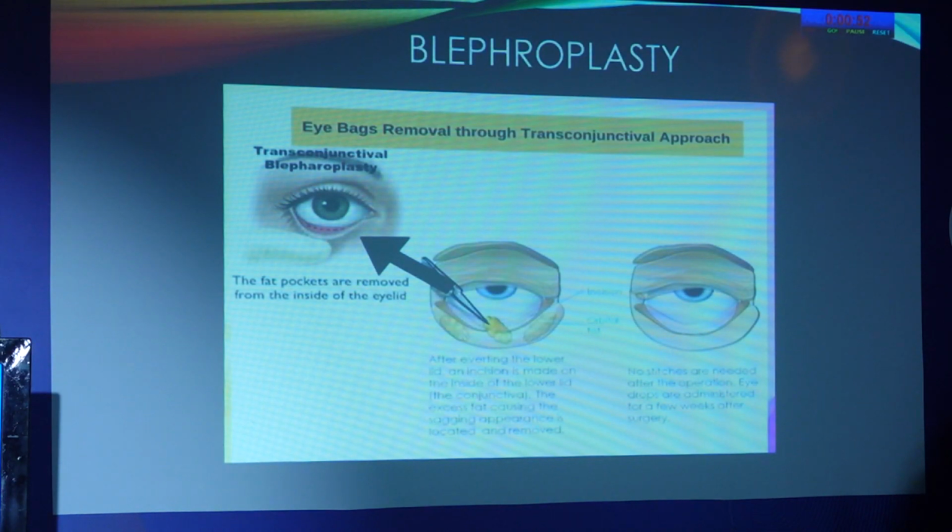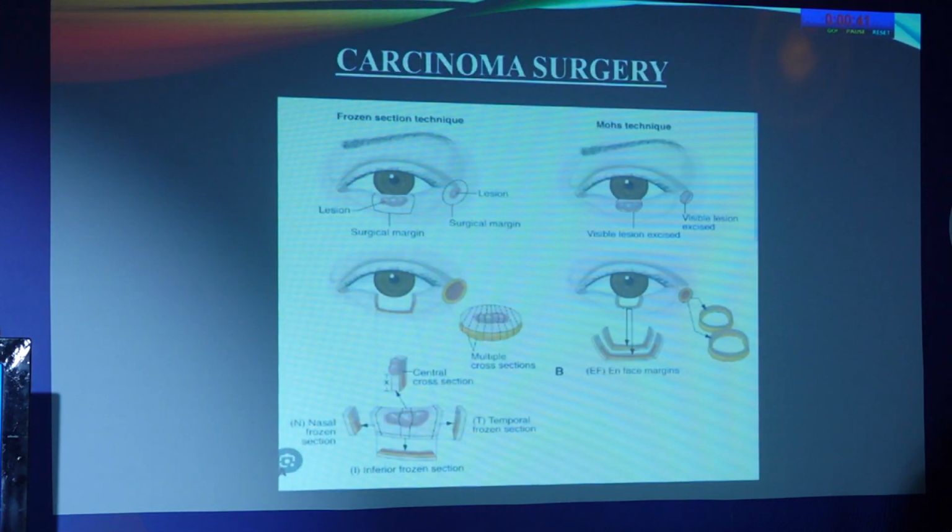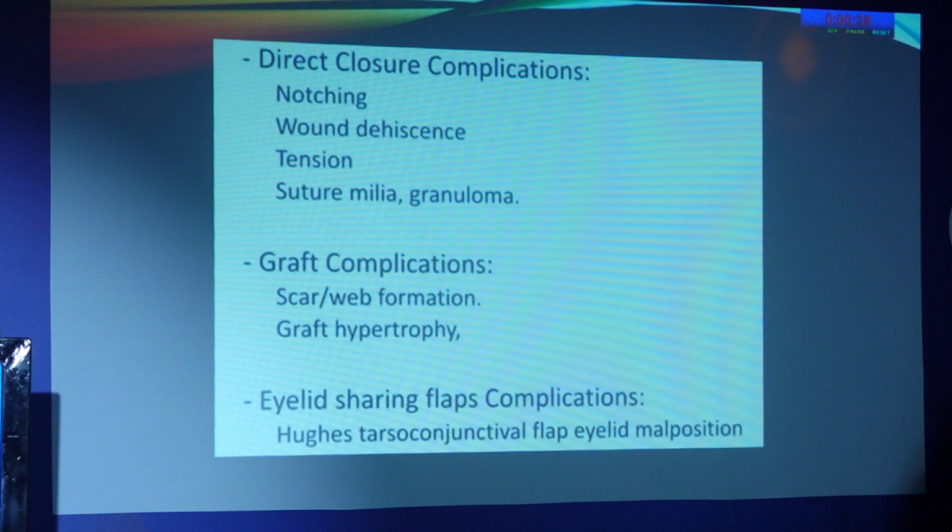Transconjunctival blepharoplasty, in which the fat pockets are removed from the inside of the eyelid. The most important thing is that the pre-aponeurotic post-orbicular space and orbicularis muscle should be preserved. Carcinoma surgeries are divided into frozen and Mohs surgery. The reconstruction depends on the type and defect or the size of the eyelid removed, and then they are reconstructed with the flaps which I have mentioned. Direct closure complications: notching, wound dehiscence, tension. Graft complications: scar, graft failure. Eyelid sharing flap complication: malposition.